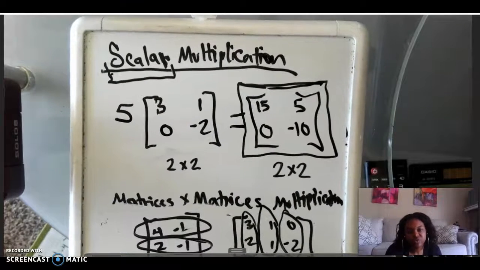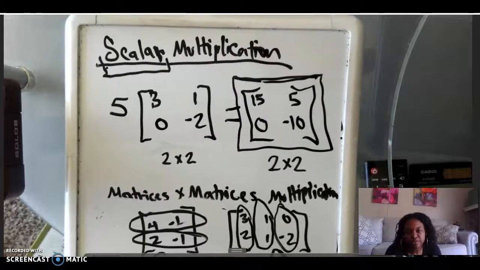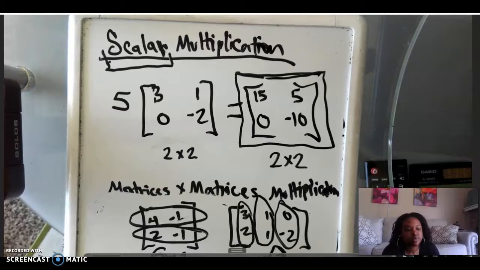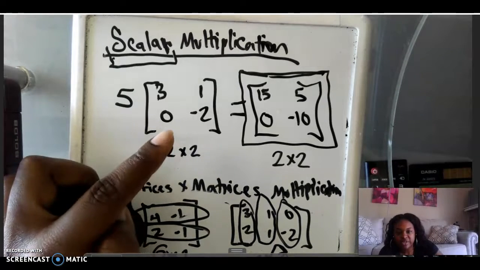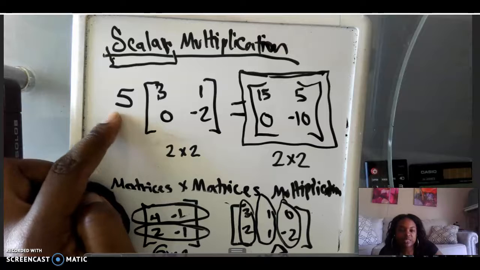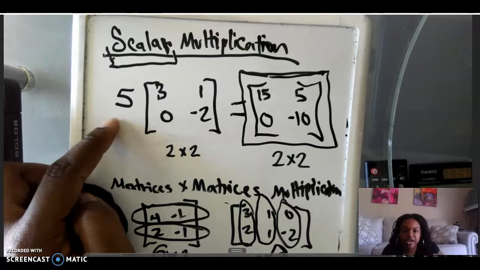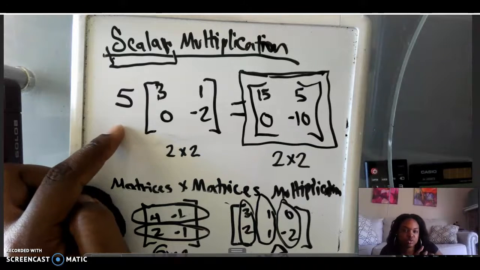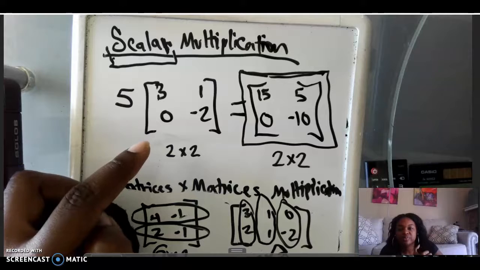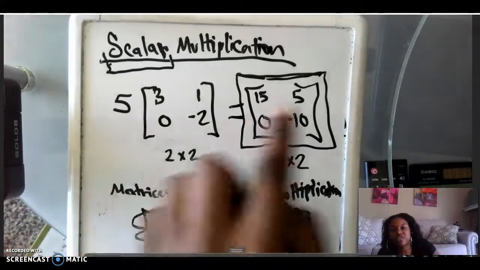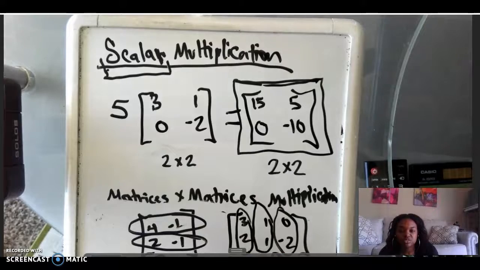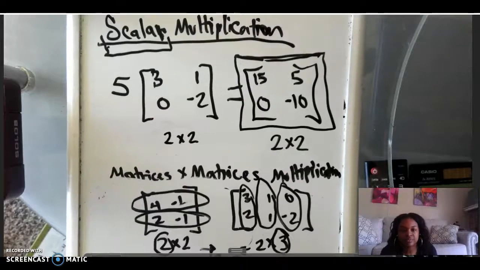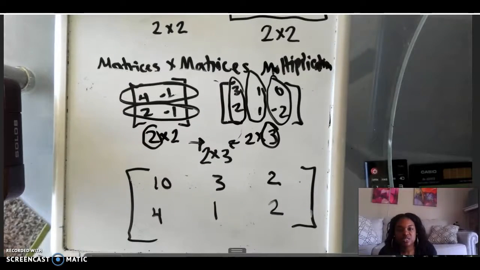So just as a quick review, the first thing we talked about was scalar multiplication. That's simply multiplying some number or a scalar by a matrix, and this can be any type of number: positive, negative, fractions, whole numbers, decimals, it doesn't matter. And all it does is change the value of the entries within the matrix. It doesn't change the dimensions of the matrix at all.